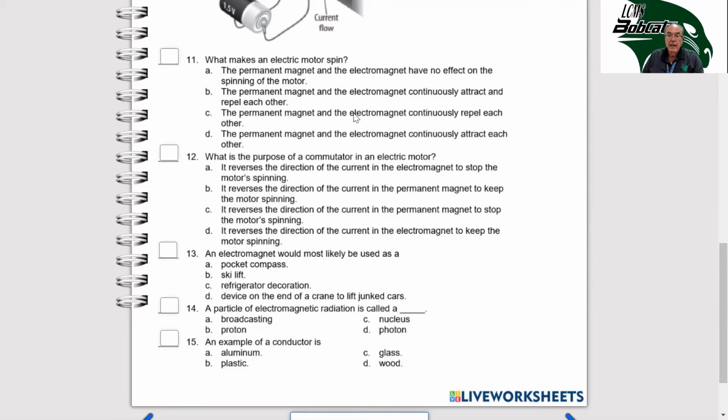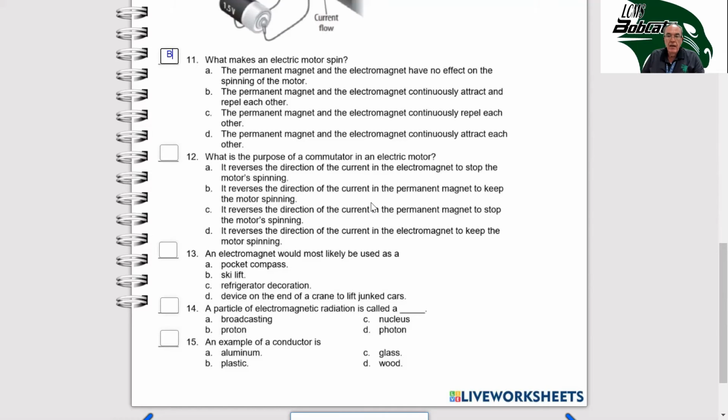The permanent magnet and the electromagnet continuously repel each other, and that also sounds maybe a little bit right. And then the permanent magnet and the electromagnet continuously attract each other. So that's not right. So let's check this. The permanent magnet and the electromagnet continuously repel each other, or they attract and repel. Well, we saw that first they attract and then they repel, and then they attract and then they repel. So it's B.